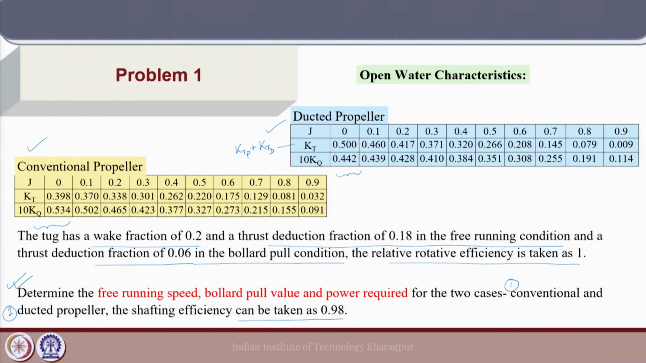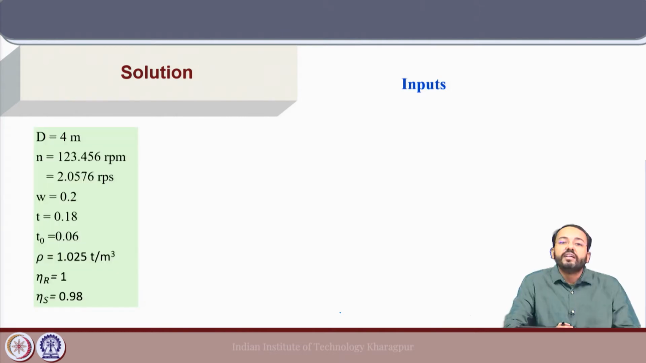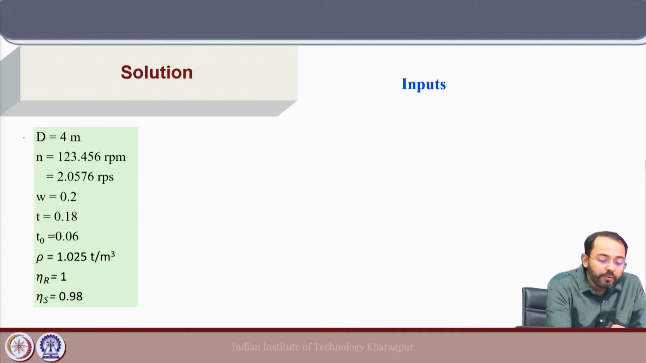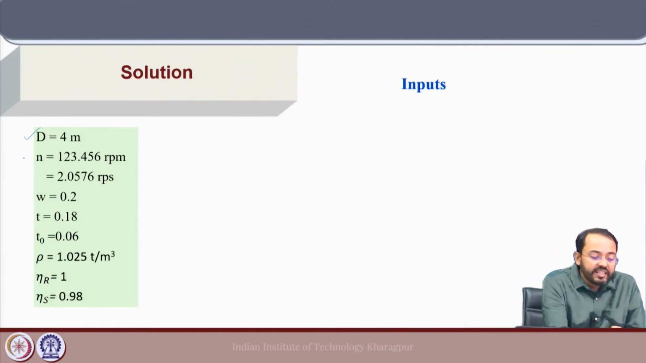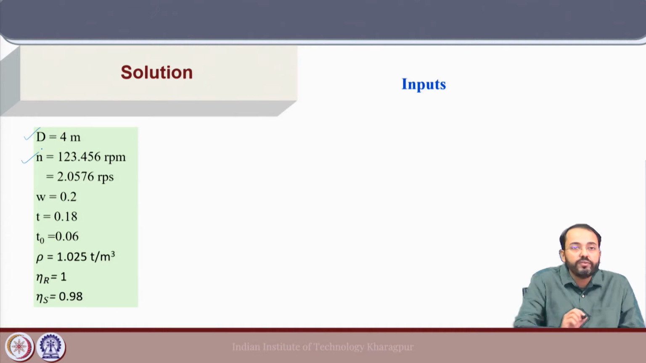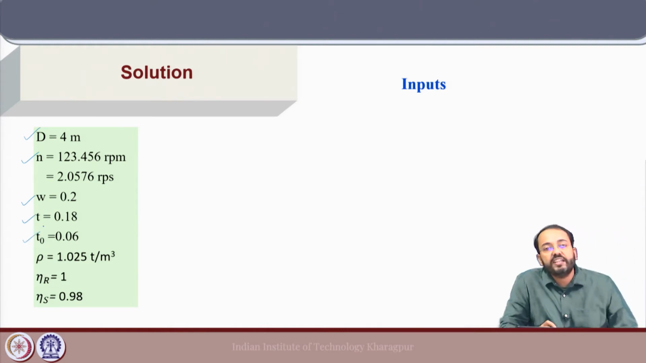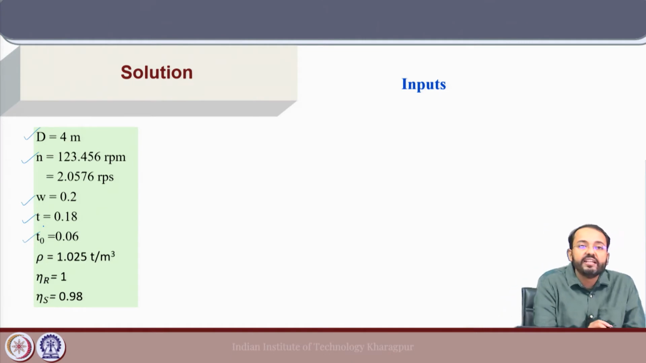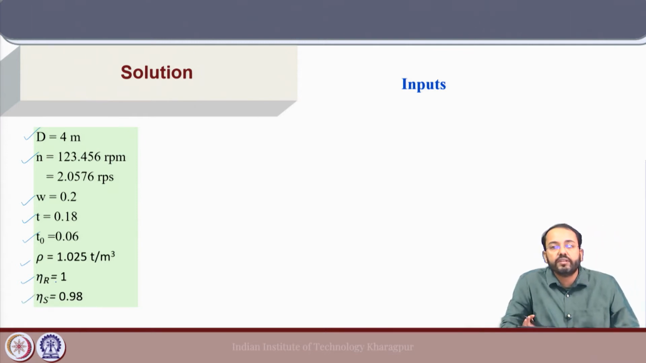Now, let us look into the solution one by one. First, the inputs of the problem, which include the propeller diameter, which is same for both the designs, the open and the ducted cases. The RPM is given, which is converted to RPS, wake fraction, thrust reduction fraction in the bollard pull condition where J is equal to 0 is given, and other factors like density, relative rotative efficiency and shafting efficiency are mentioned.